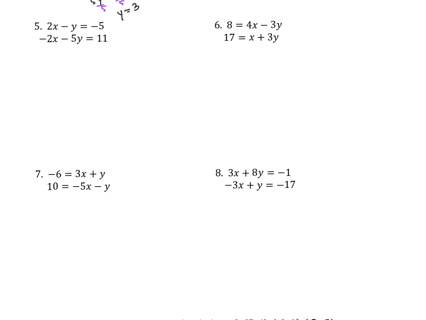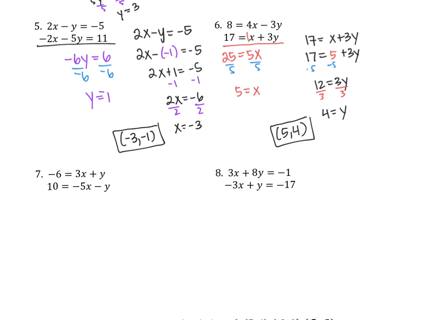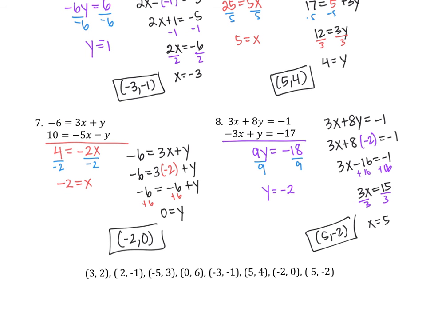Okay, I'm going to move to 5, 6, 7, 8. Okay, for number 5, -3 comma -1. For number 6, 5 comma 4. Go ahead and check your last couple answers. Number 7 is -2 comma 0. Number 8 is 5 comma -2.